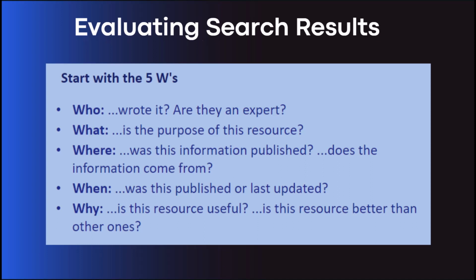Even just looking at the abstract and information on the page and just starting with the 5 W's can be helpful. Who wrote it? What was their purpose? Where was the paper published and where did the information come from? When was this article published or last updated? Why might I want to use this resource in my paper? Is there a better resource to use? You want to think about currency, relevance, authority, accuracy, and purpose.